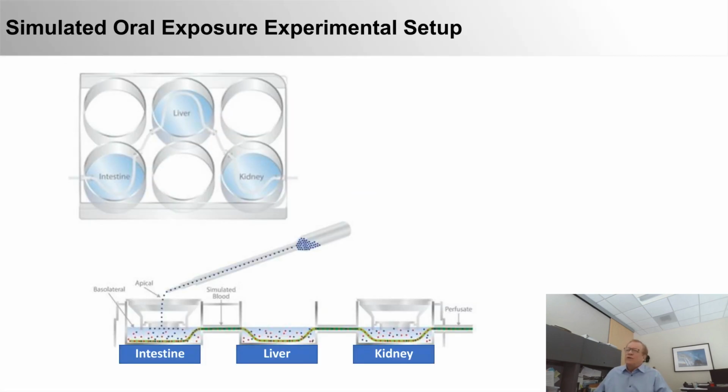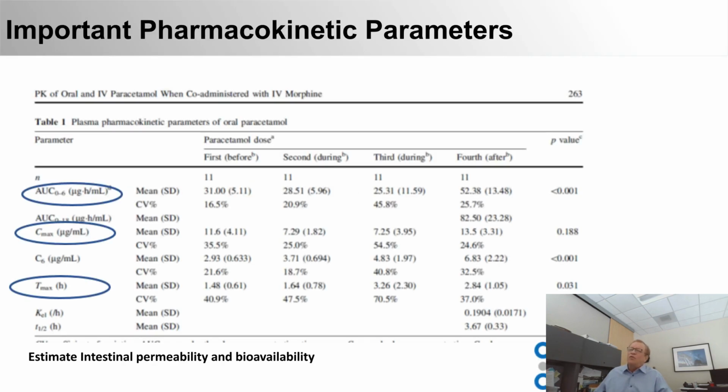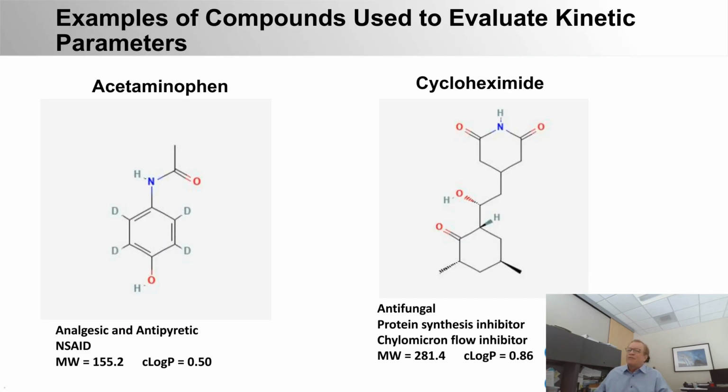So here we have a 3-organ system. This time we're looking at oral absorption, so we're using a 3D human intestine model, human hepatocytes, and human kidney cells. And we're looking for ways to calculate AUC, Cmax, and time to max. Again, we're looking at acetaminophen, which has low toxicity relative to cyclohexamide, an antifungal protein synthesis inhibitor, which has much higher toxicity.